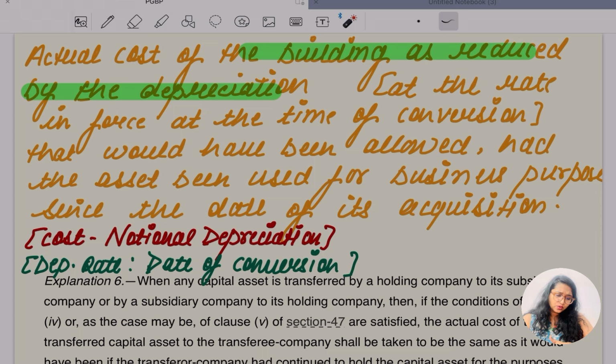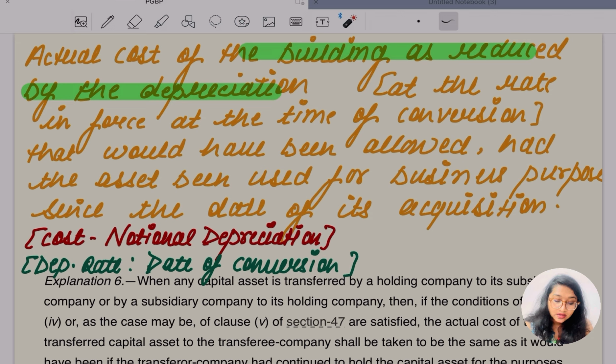Achha, so what is going to be the depreciation? Because on a building, once it is used for personal purpose, no depreciation would be allowed, right? So in this case the depreciation amount would be the notional depreciation, okay.